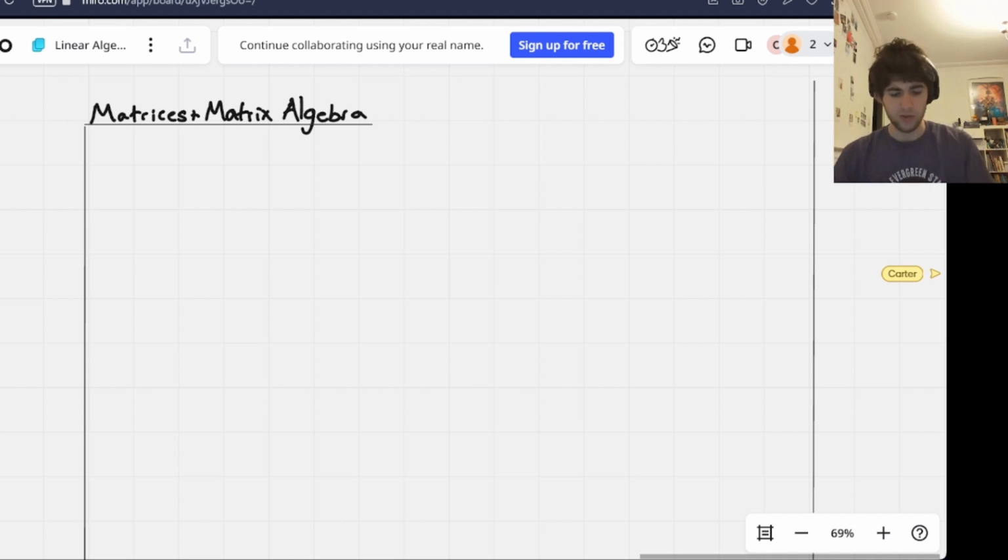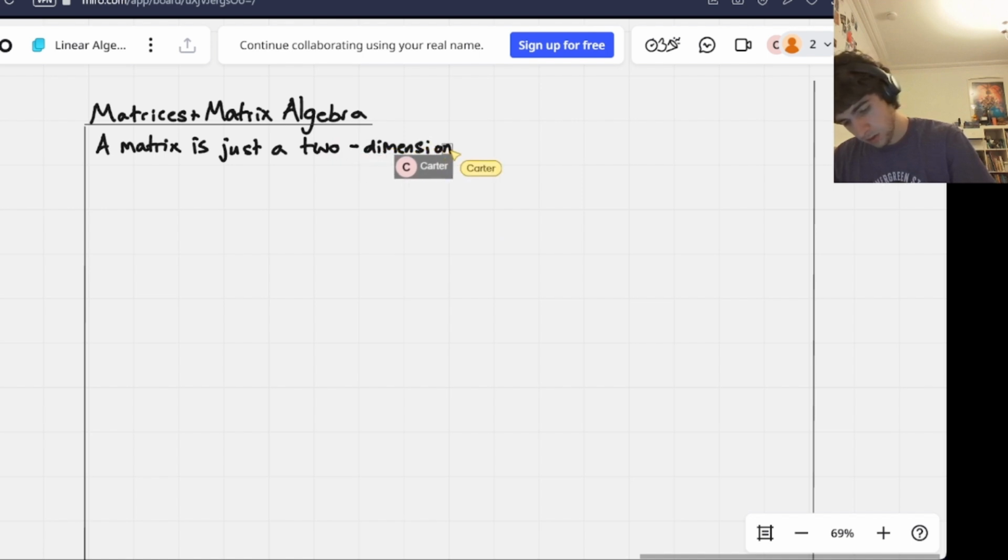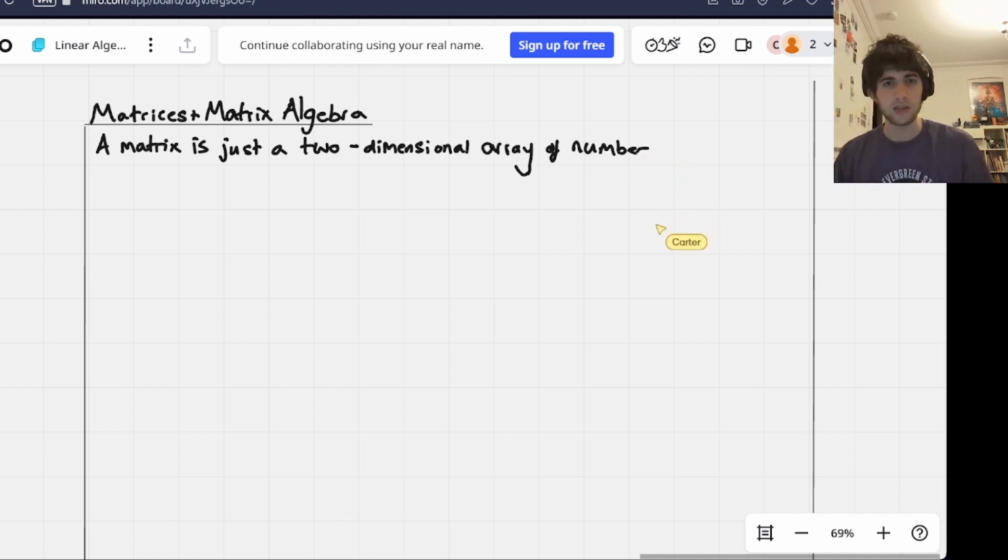So let's just move straight on to matrices and matrix algebra. So what really is a matrix? A matrix is just a two-dimensional array of numbers, right? At its simplest. And by two-dimensional we mean it's really just governed by rows and columns.